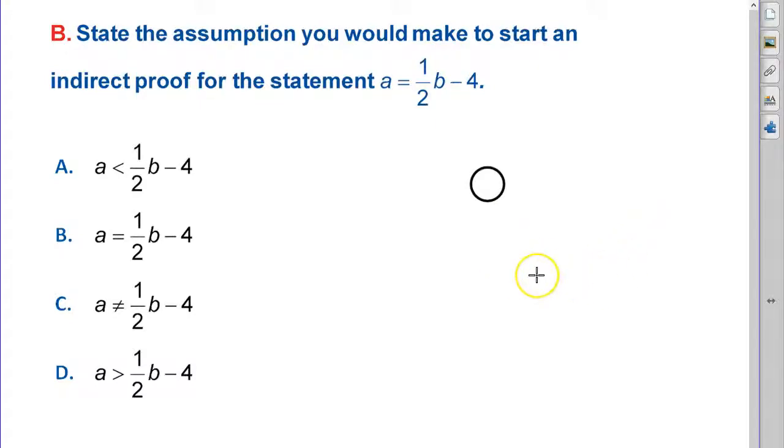Okay, so we're back now. You have a lot of different things you could say. Basically, just as long as you don't say this same thing, you might think you're good. But really, the best one to prove this is false is to assume that A doesn't equal 1/2 B minus 4.